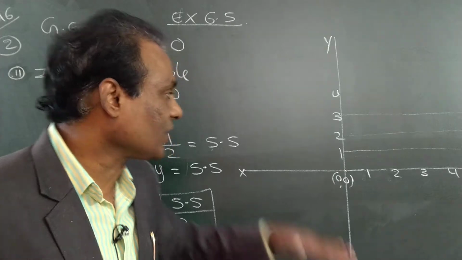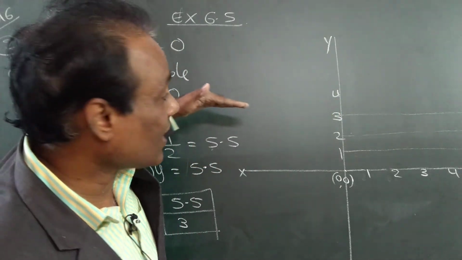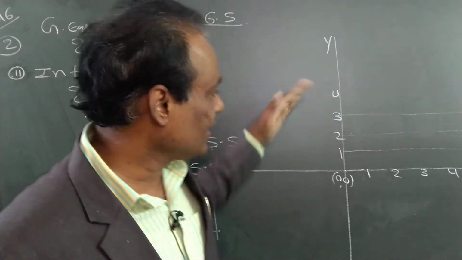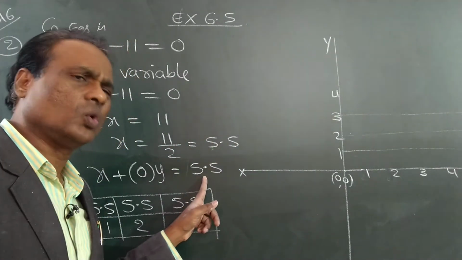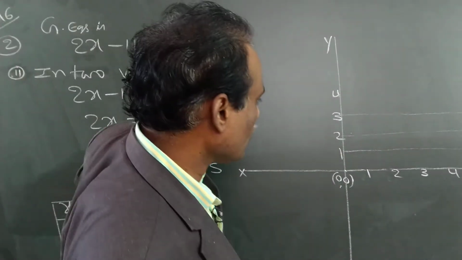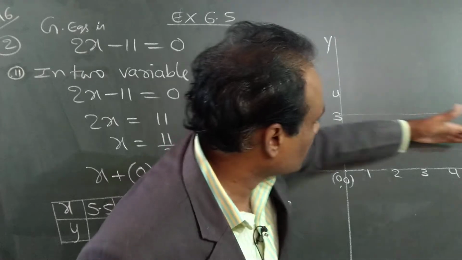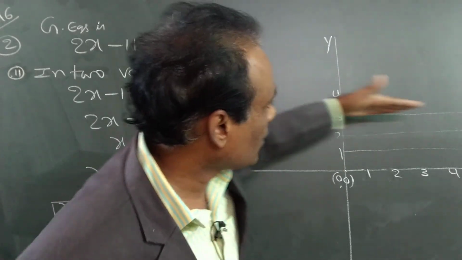Suppose y is equal to 3, you will get a line like this, a horizontal line. y is equal to any constant will be horizontal. x is equal to any constant will be vertical. x is equal to 1, 2, 3, 4, x is equal to k, like this. y is equal to 1 will be like this, y is equal to 2 like this, y is equal to 3 like this. y is equal to any number, the line will be horizontal.